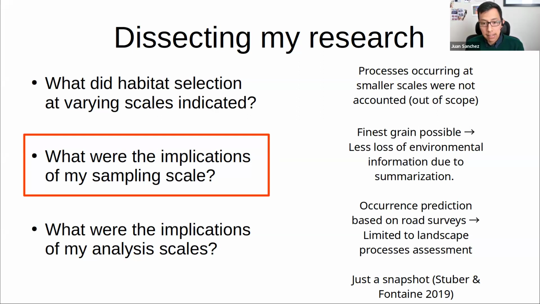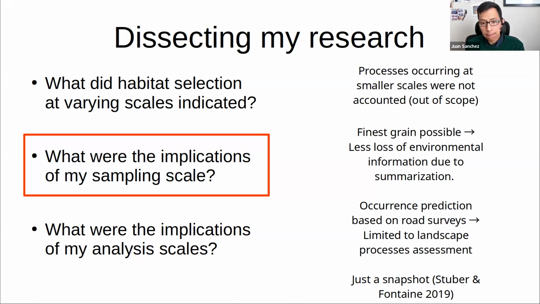So what were the implications of my sampling scales? As I mentioned before, the sampling scale could limit the power of the inferences in my study. I acknowledge that the processes occurring at smaller scales, for example at micro scales or within patches, were not accounted for in my study. But this was not a problem, because within the habitat selection framework, I was modeling the selection of the species for that location, but not the end result of that selection, that is, whether the species used that area and was able to have a positive fitness outcome. So my research is just an approximation of one of the decisions that the species have to make along its process of habitat interaction.